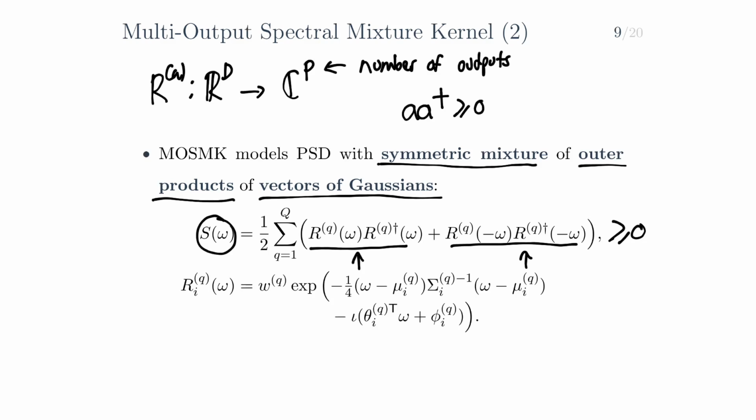Every element of these vector-valued functions R_q are modeled with Gaussians like before. Additionally, they now include also a phase shift, phi_i, and a time delay, theta_i. Recall that a time delay, expressed as a phase shift, is a linear function in frequency.